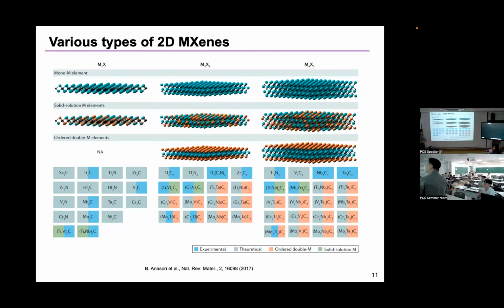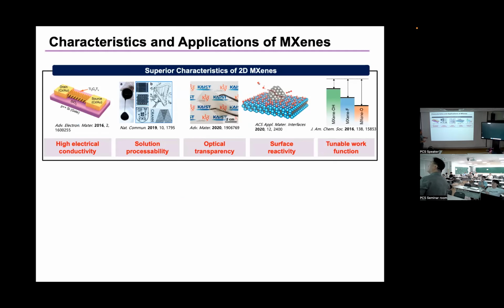Okay, so there are so many types of 2D MXenes by choosing the M and X. By choosing the combination of compound elements, we can make various types of MXene structures. So there are so many options to get 2D MXene structures. And there are so many superior characteristics of 2D MXenes.